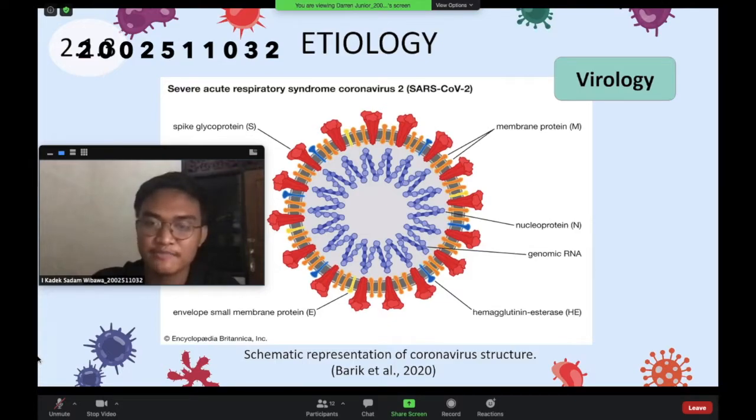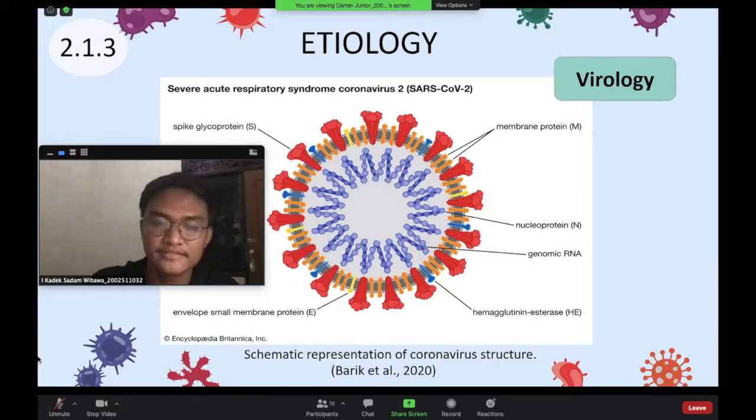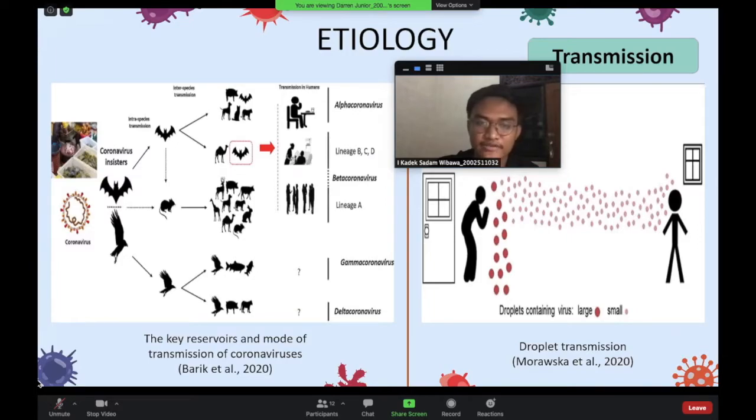My name is Bawa. I would like to explain the etiology of COVID-19, symptoms, and complications of COVID-19. The etiology of COVID-19 is a virus with a long name called Severe Acute Respiratory Syndrome Coronavirus 2. The main protein structures of SARS-CoV-2 are nucleocapsid protein, membrane protein, spike glycoprotein, envelope protein, and other accessory proteins.